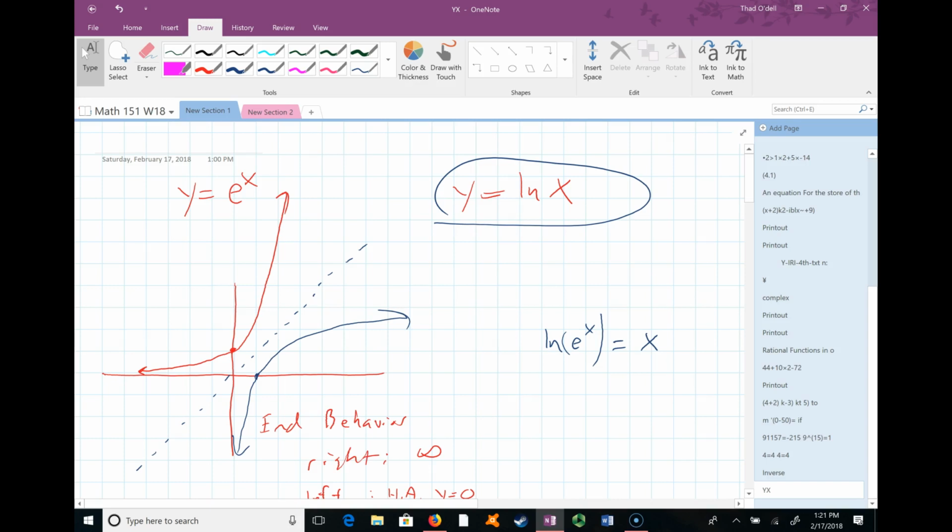So you can see domain here is all real numbers. All real numbers. And the range is from 0 to infinity. And over here, they're flip-flopped. The domain is from 0 to infinity. The range is all real numbers. Alrighty.